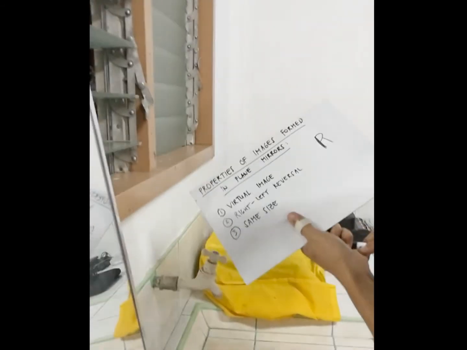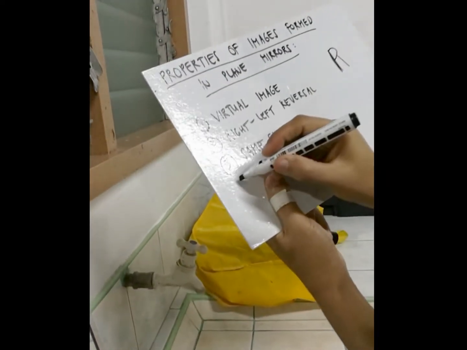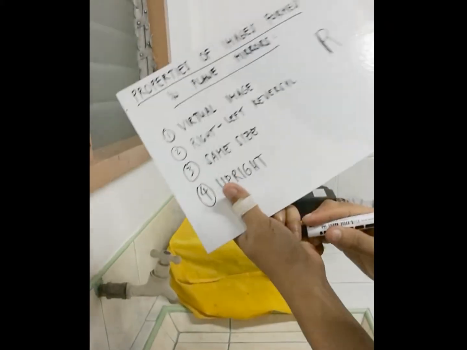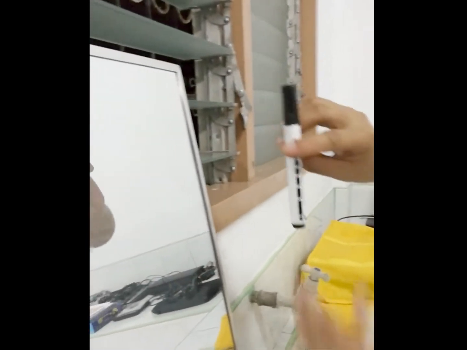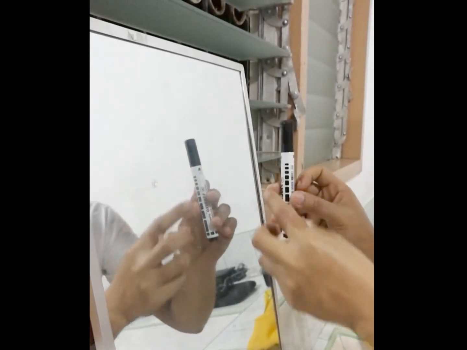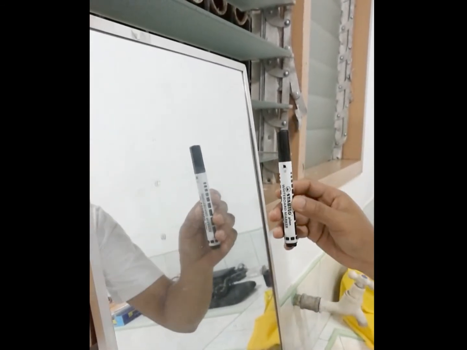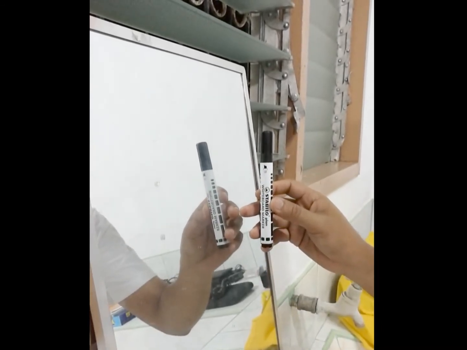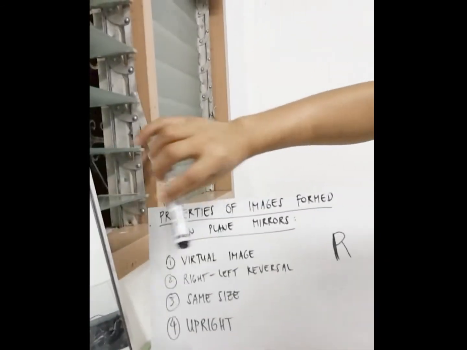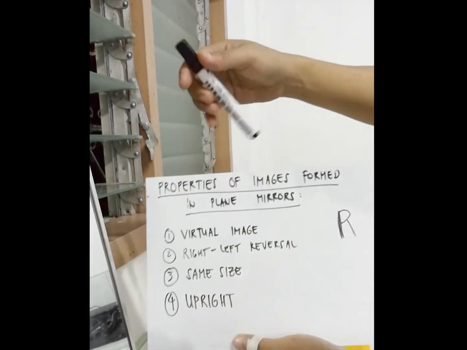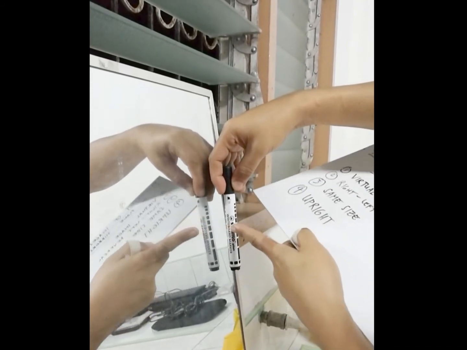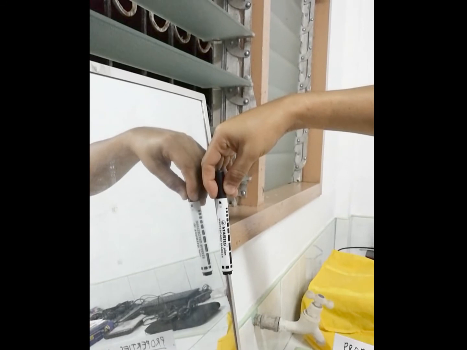Next property is that images in plane mirrors are upright. That means it's not inverted along the horizontal axis. The image is not flipped like this. So if you can see the cap of this whiteboard marker, which is pointing up, in the image the cap is still pointing up. So it's not reversed. Okay? What is reversed is the left and right sides of the image. So here, if you read this whiteboard marker, in the image it is going to be different.